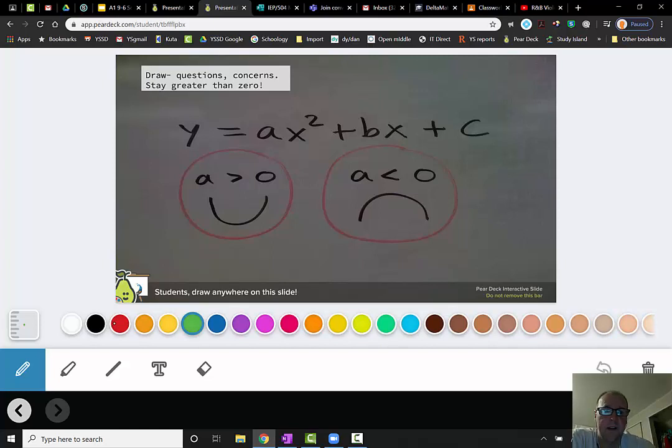Alright, other than that, if you want to add some drawings on here, I found this. I thought this was awesome. Right, A is greater than 0. Look what we got. A happy little parabola. Okay, and if you got A is less than 0, you got that negative face there. Okay, and here's my advice. Stay greater than 0. Get it? Alright.